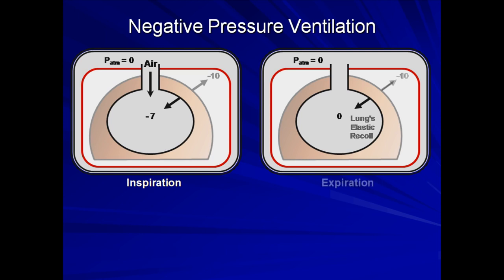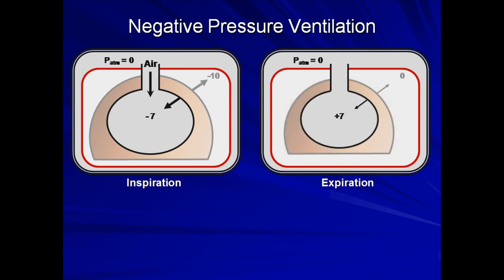Expiration is then triggered by the pressure in the chamber returning to atmospheric pressure. Now the inward force with the additional recoil from inflation is greater than the outward force. This pulls the lungs back in. Deflation of the lungs increases intra-alveolar pressure, and the pressure gradient drives gas back out again.